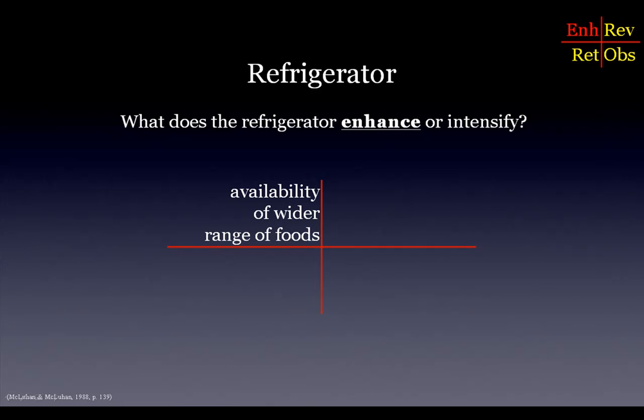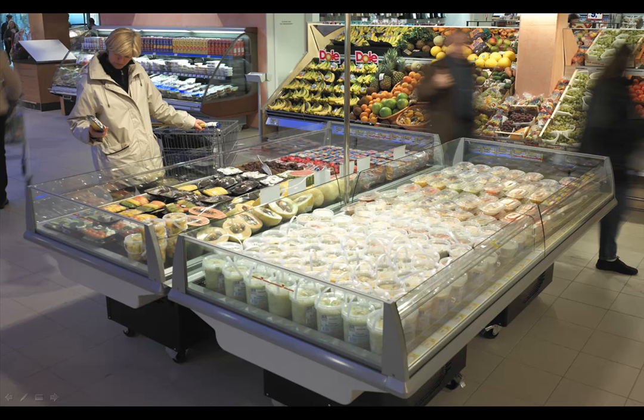Here is the first question: what does the refrigerator enhance or intensify? And the answer is the availability of a wider range of foods. Clearly, we can now bring foods from all around the world and keep those foods longer. So the short answer is availability of a wider range of foods.